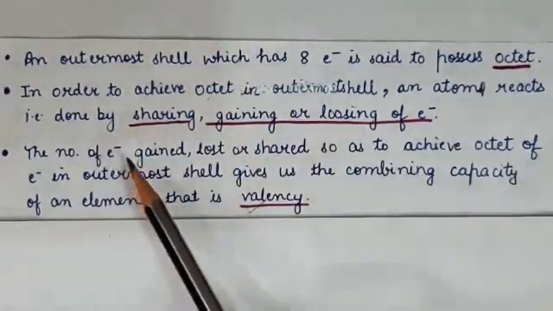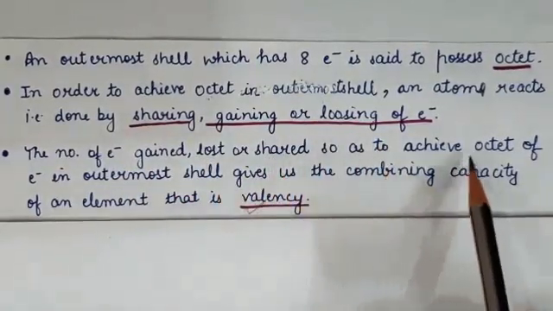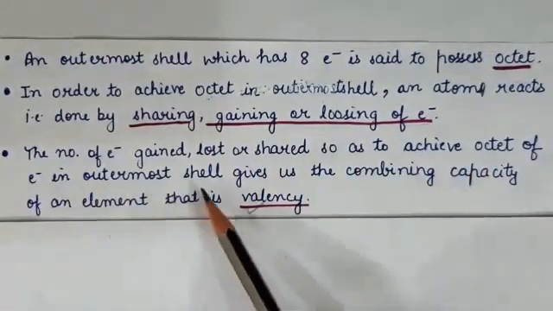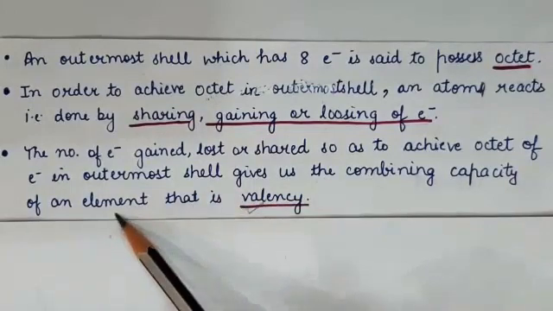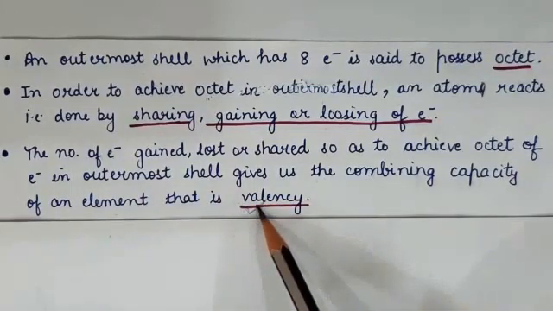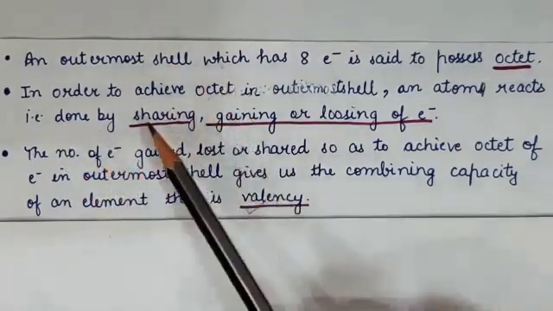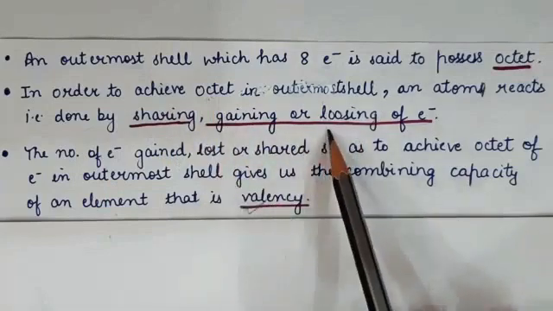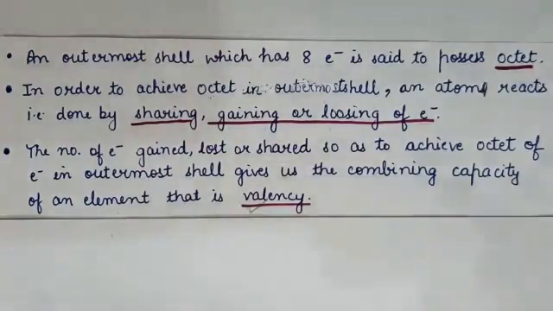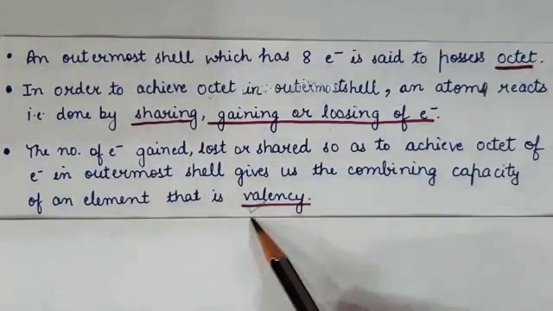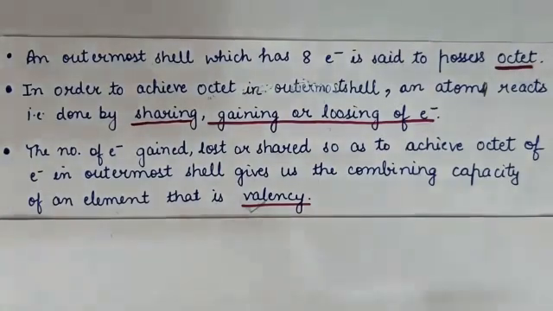If the octet is complete, the atom will be stable. So, the number of electrons gained, lost or shared so as to achieve an octet of electrons in the outermost shell gives us the combining capacity of an element, which is called valency. The number of electrons which are shared, gained or lost will give the valency. So, now let us take a few examples in order to calculate valency, means how to find the valency of a given element.